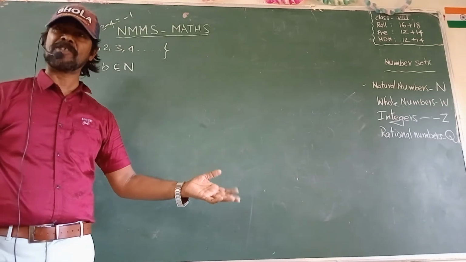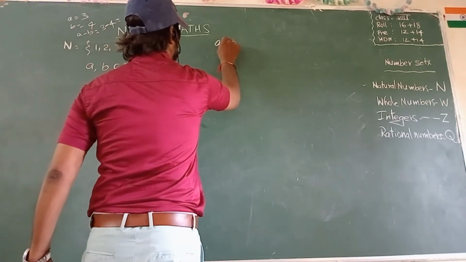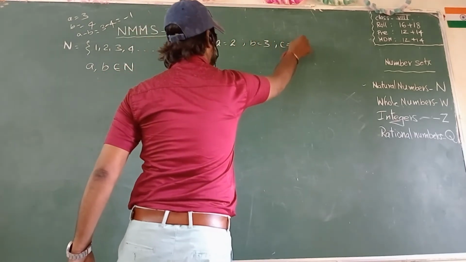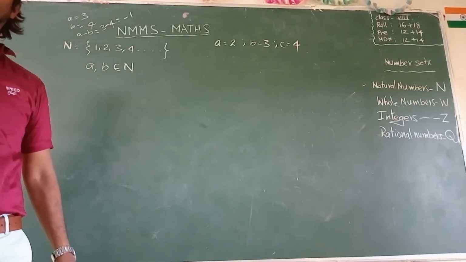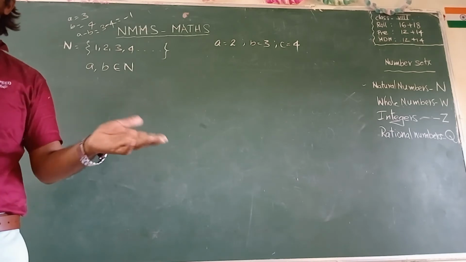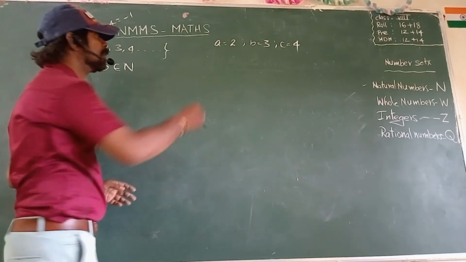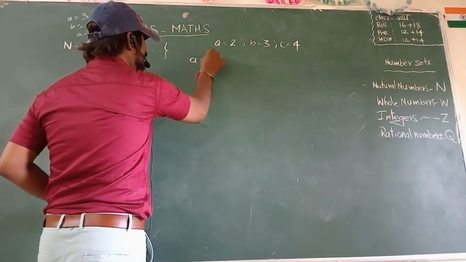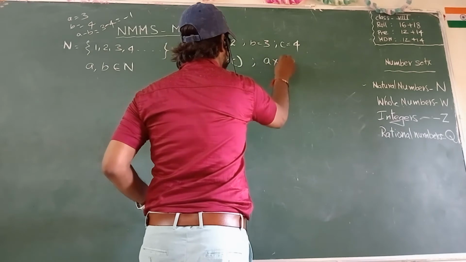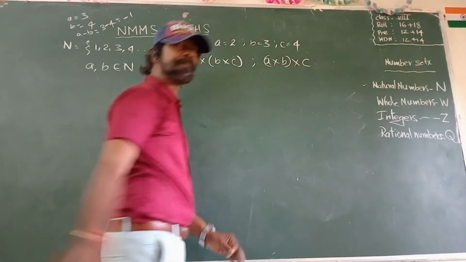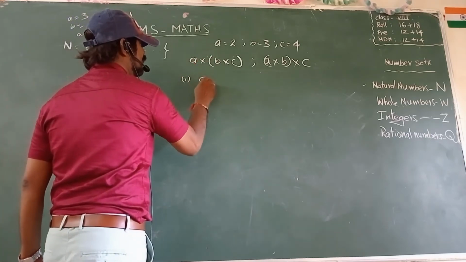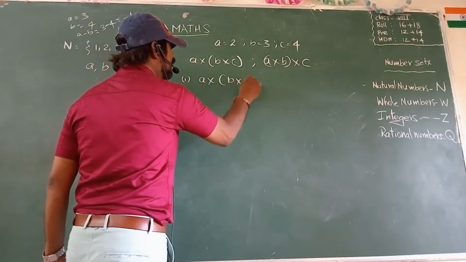Now go for multiplication. So A is 2, B is 3. I am doing it the simple way, taking simple numbers and performing the operations. Understand? Now A into B into C. We do two operations. First we are taking this one, A into B into C.